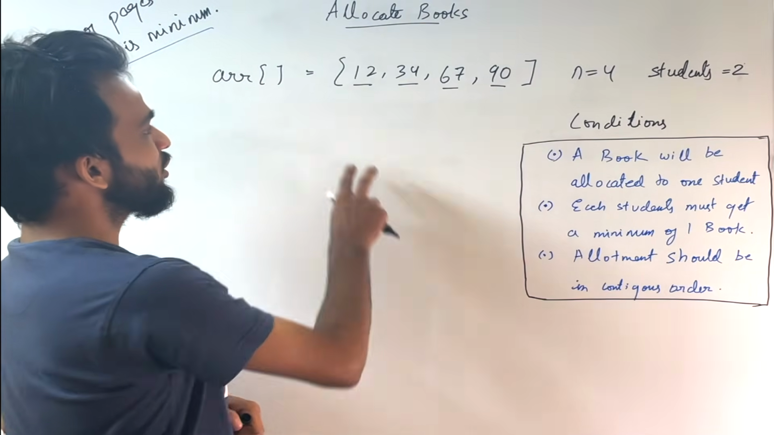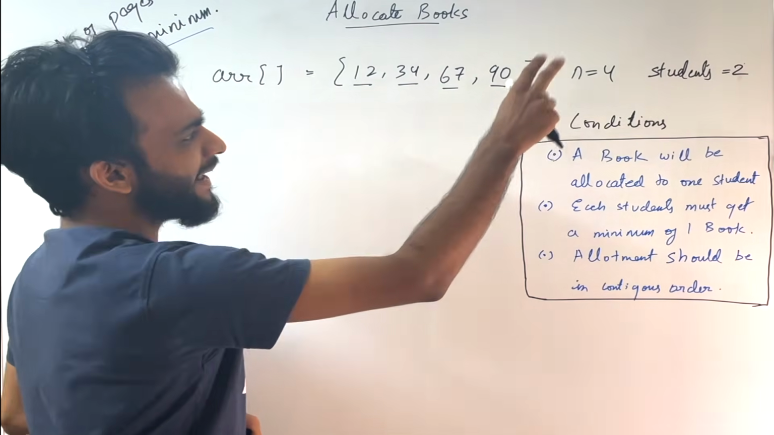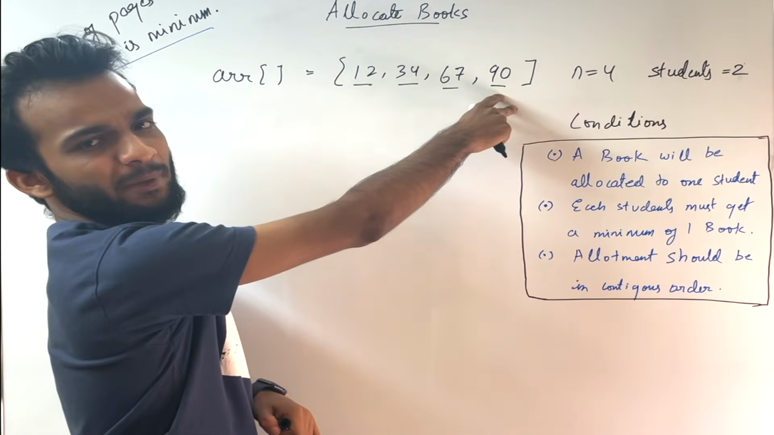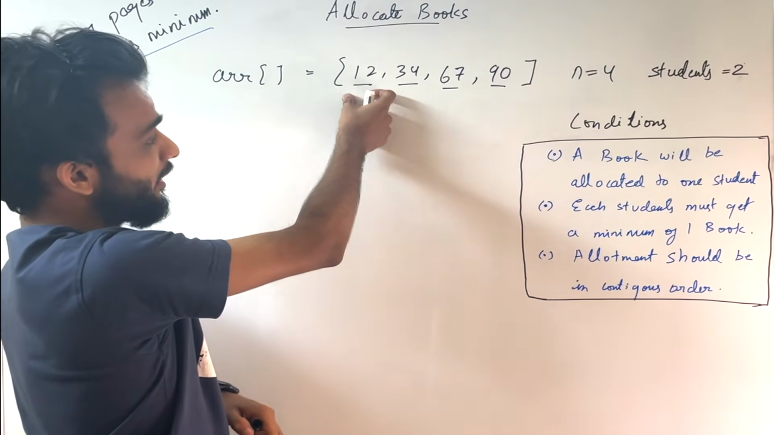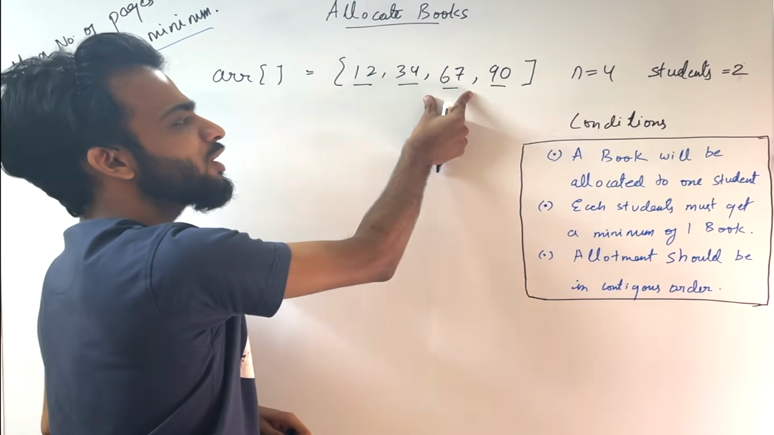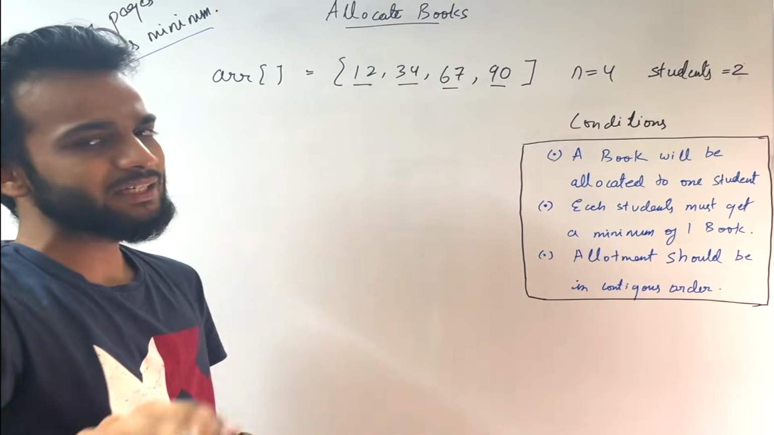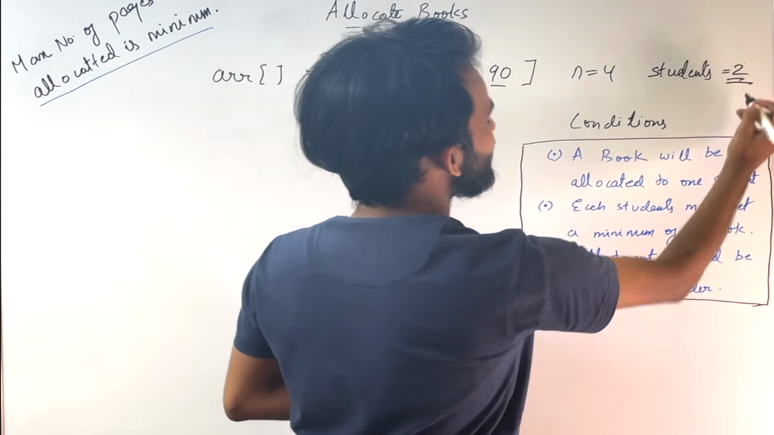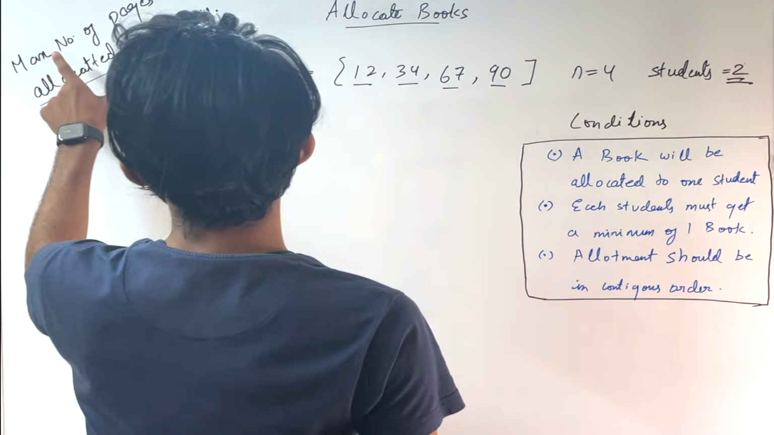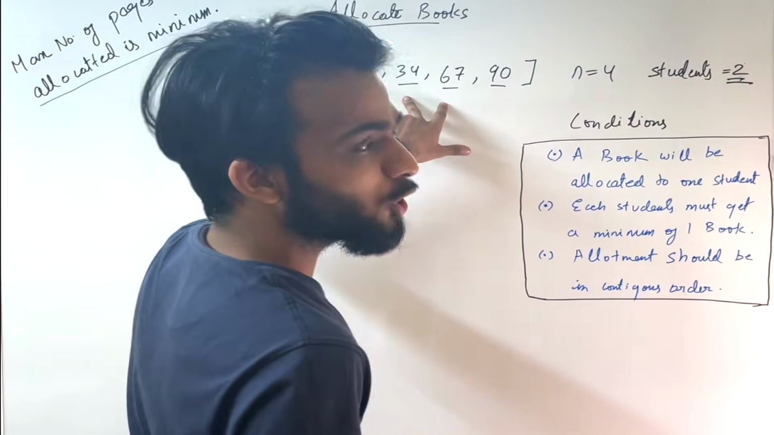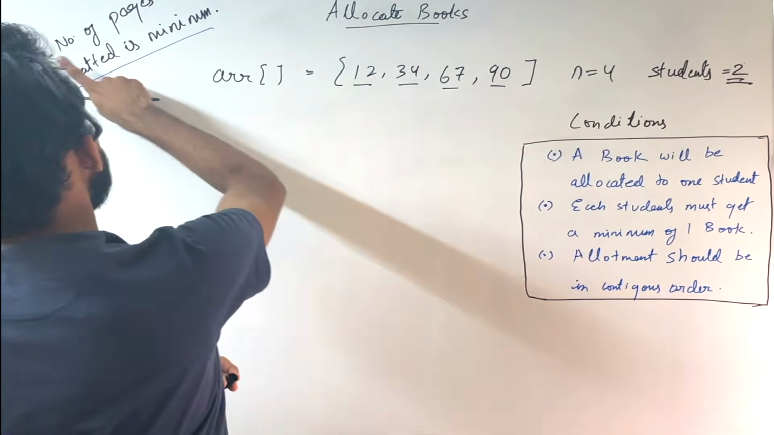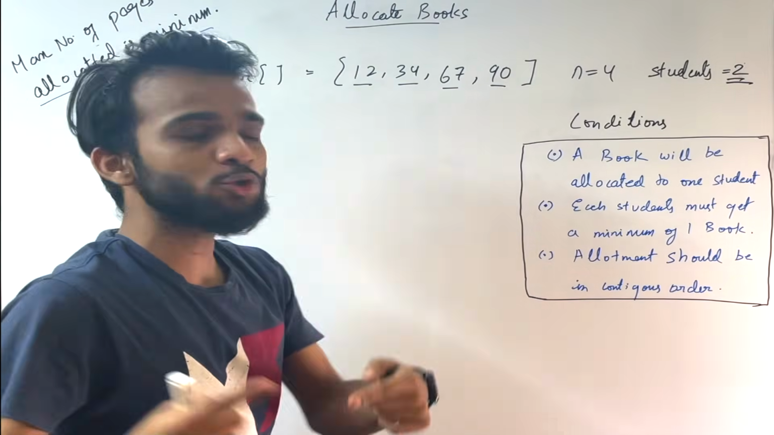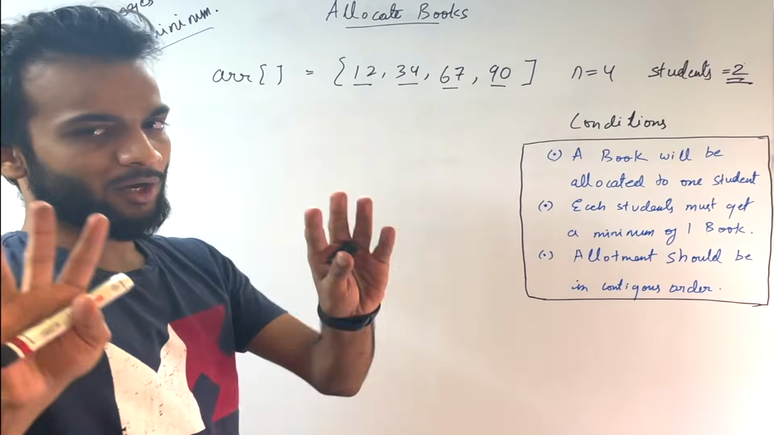The problem states you'll be given n books, okay, and every book will have a certain number of pages. Like the first book over here has 12 pages. The second book has 34, the third book has 67, the fourth book has 90 pages. And you'll be given students. Over here we can see we are given a couple of students. Your task will be to allocate these books to the students such that the maximum number of pages allocated to a student is minimum. What does that mean? We're going to come to that.